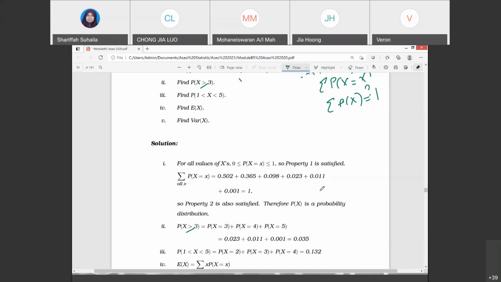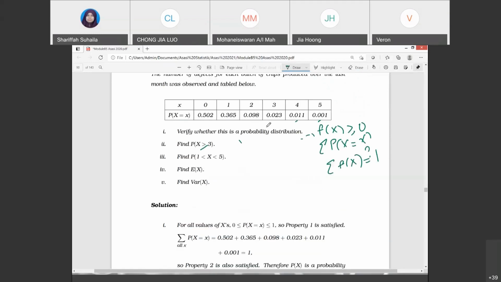Okay, the next one, between 1 and 5. So between 1 and 5 maksudnya tak termasuk 1 and 5 lah. So you have 2, 3, and 4. So total up semua, 2, 3, and 4.